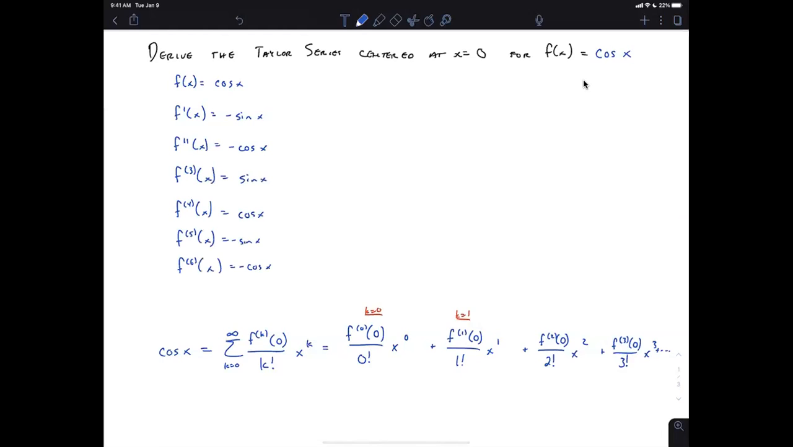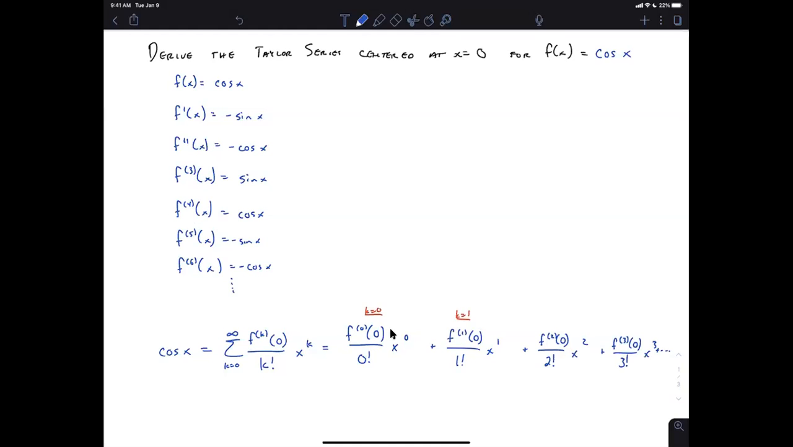And if you notice, this is just cycling. It's cosine, negative sine, negative cosine, sine. Cosine, negative sine, negative cosine. Next will be sine. And it just cycles through those four forever. You want to keep this list going until the pattern is fairly clear, if there is one. So you make a list of the function and a bunch of its derivatives.